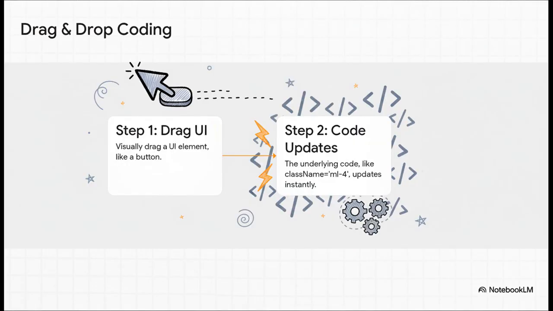All right, here it is in action. Step 1. You're not typing, you're just dragging. You literally grab a button on the screen and you move it. And then step 2 just happens. The code behind it, in this case a Tailwind CSS class, just updates itself in real time. You didn't type a thing. The visual change was the code change.